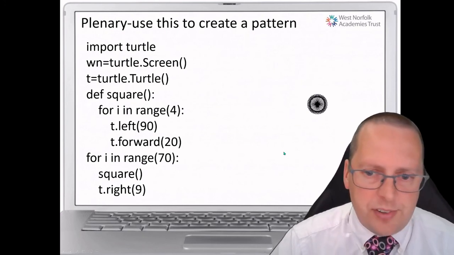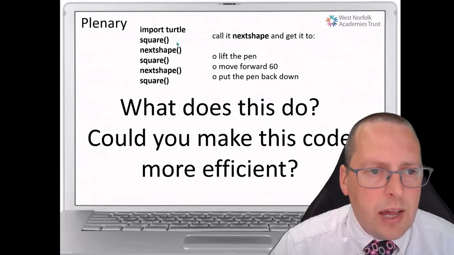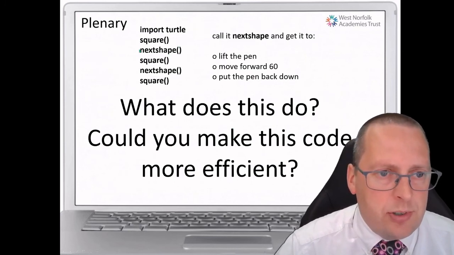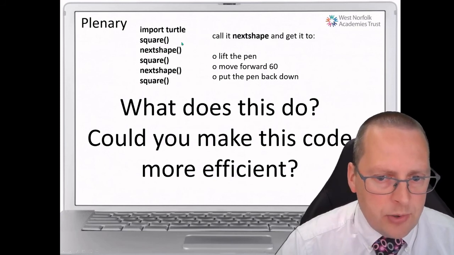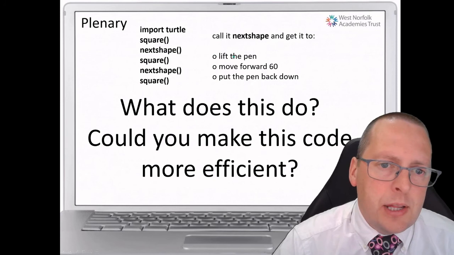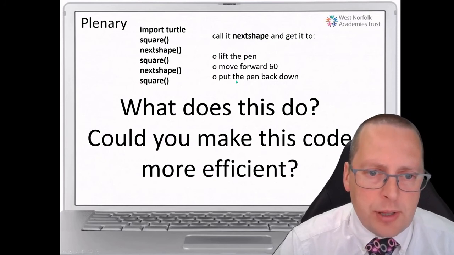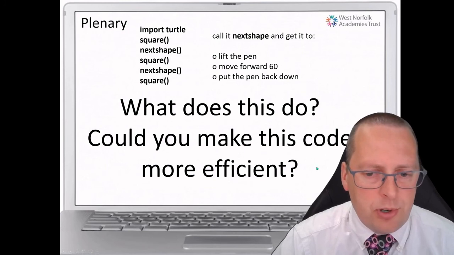Just a couple of questions to go through now. So you can have a look here. What does this bit of code do? And are you able to make this code more efficient? So the next shape is lifting the pen, moving forward 60 and putting the pen back down. Can you improve on that code?